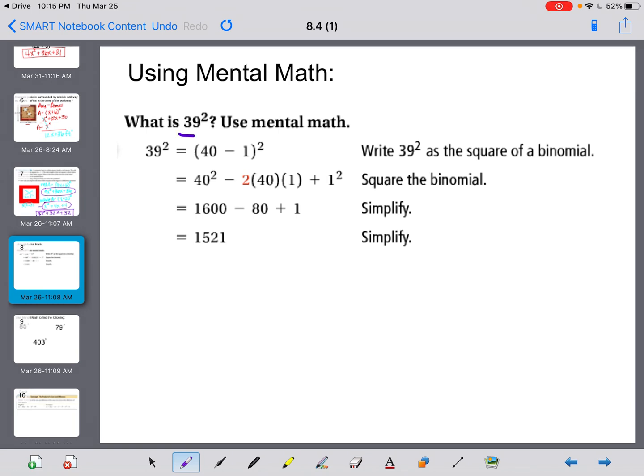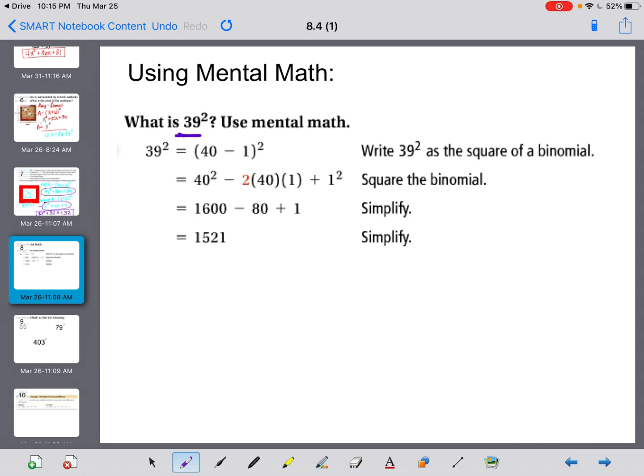Okay, so if they ask you for something like this, something that you would normally not be able to do in your head, this 39 to the second power, we want to write it as a square of a binomial. So what is 39 closest to? It's awfully close to 40. So they do 40 minus 1, which gives me 39 to the second power.